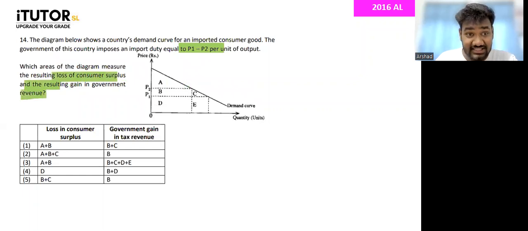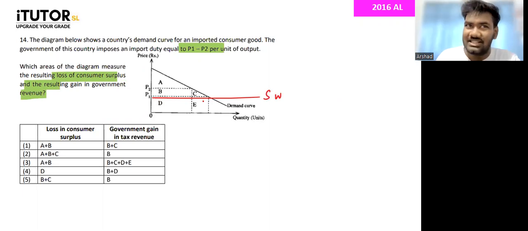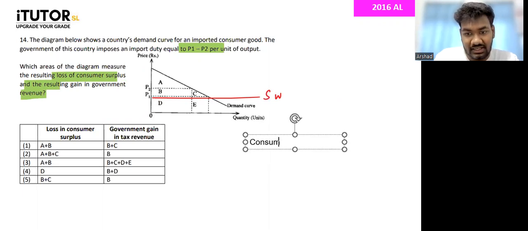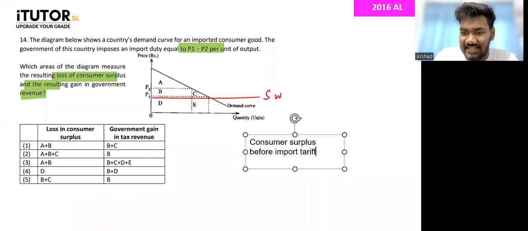Now, earlier, listen very carefully. Earlier, the price was P1. Okay, this was the world market supply curve. Now what happened is, can you all tell me when the price was P1, what is the consumer surplus area? Consumer surplus before the import tax, or in other words, import tariff. How much is that? That is A plus B plus C.